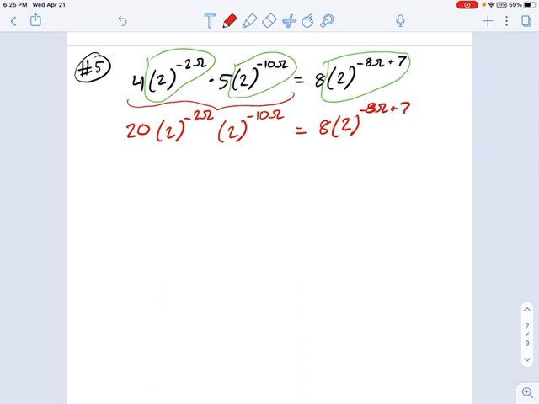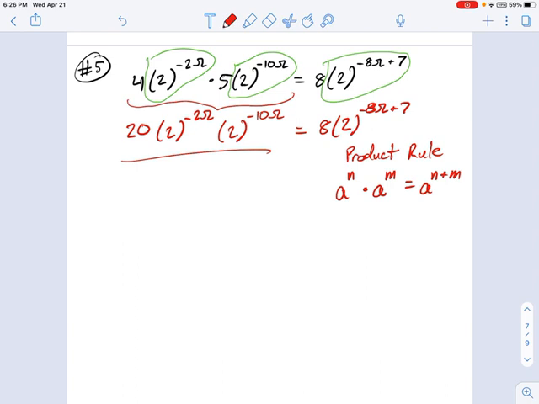Okay, well, let's keep focusing on the left side. Remember, when you have exponents, this is a property of exponents, a to the m times a to the n equals a to the n plus m. Remember this? This is called the product rule of exponents. Well, we're going to use that over here.